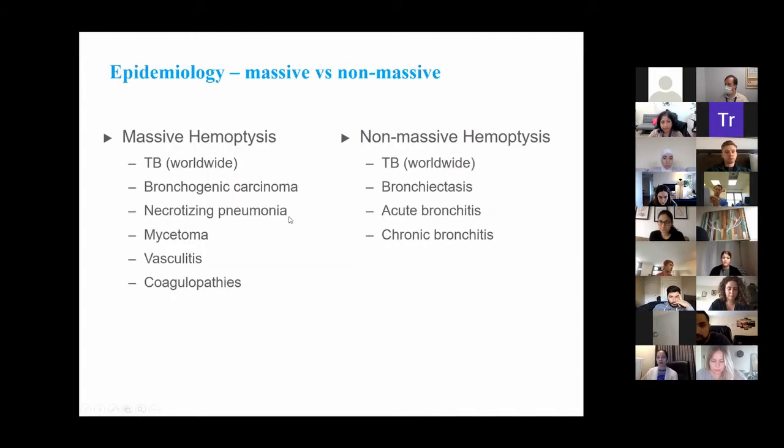I think it's important to know what is most common. So when you look worldwide, tuberculosis is the most common cause of hemoptysis, whether it is massive or non-massive. And we'll talk a little bit more about the definitions of that. But really, tuberculosis worldwide. Then for massive hemoptysis, you're more likely to see a cause that is a bronchogenic carcinoma or a necrotizing pneumonia or a mycetoma, so an aspergilloma or something. Whereas non-massive tends to be after TB, bronchiectasis, acute and chronic bronchitis as the most common causes.